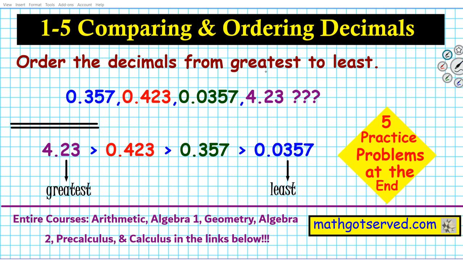In this clip we're going to be going over section 1.5 of our series on decimals and place values. We're going to be looking at how to compare and order decimals. The type of problems we're going to be covering in this presentation: an example problem is presented here where you have to order these four decimals from greatest to least.